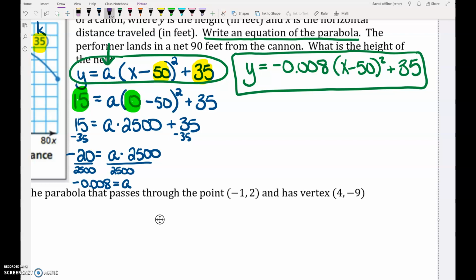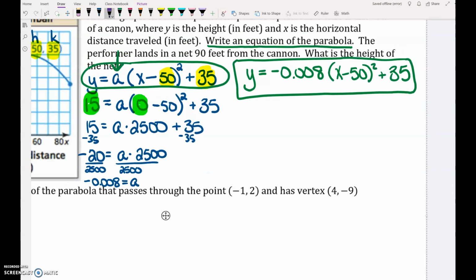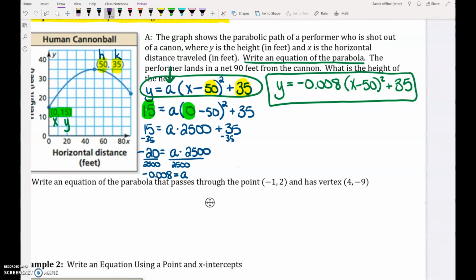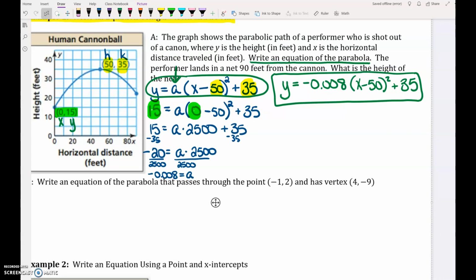I'm going to briefly talk about the next part of the problem, but we're really going to get into the next part of the problem tomorrow when we do some word problems. The next part of the problem says, the performer lands in a net 90 feet from the cannon. What is the height of the net? What they want you to do is plug in x equals 90 to find the corresponding height.